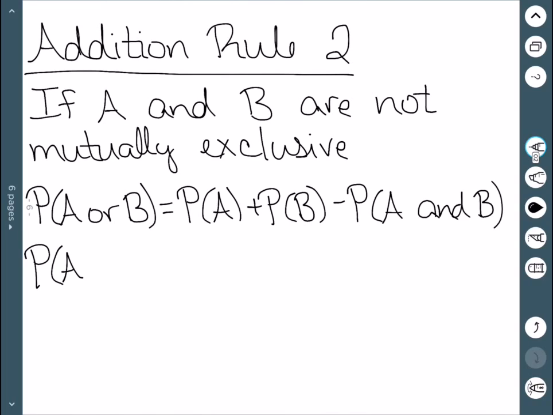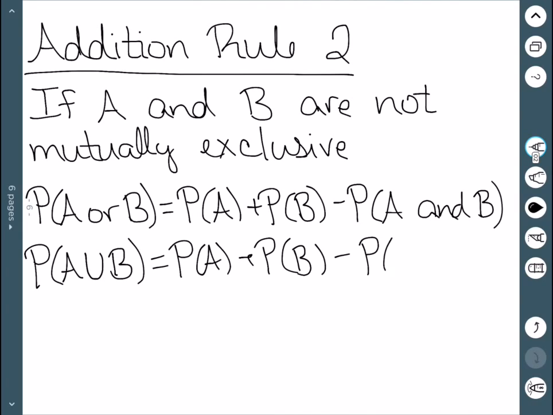You may also see this as P of A union B, like we had before, is the probability of A plus the probability of B minus the probability of this symbol. And this is A intersect B, and is another way to represent the AND.